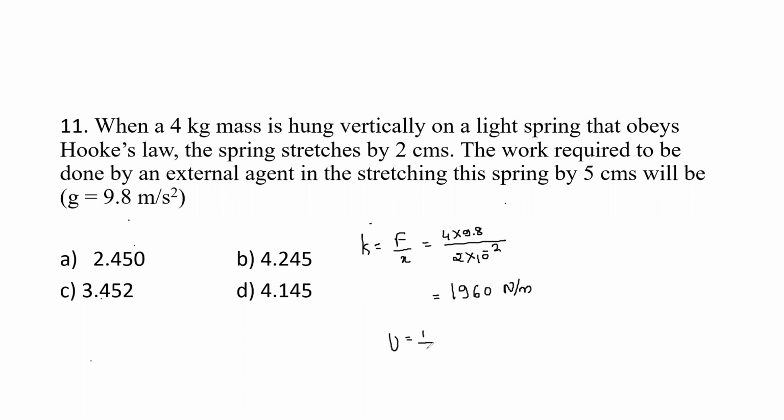So the potential energy is equal to 1 by 2 K into X square. That is equal to 1 by 2 into K. How much we got? It is 1960 into X. It is already given, again we are increasing it by 5 centimeter. So it is 5 into 10 raised to minus 2, X square is whole square. Simplify this, we will get it as 2.45 joules. That is option A is the right option.